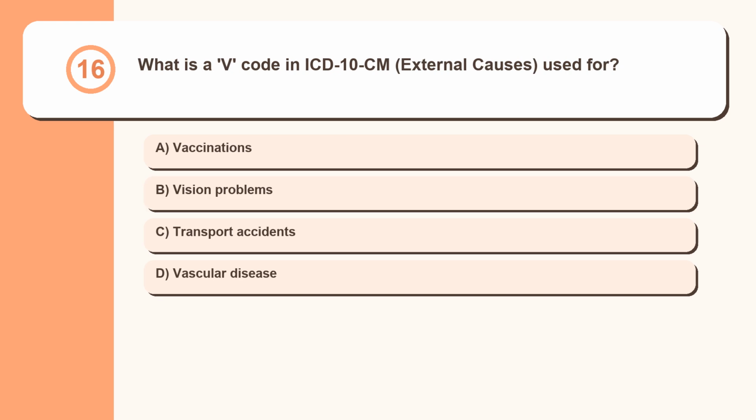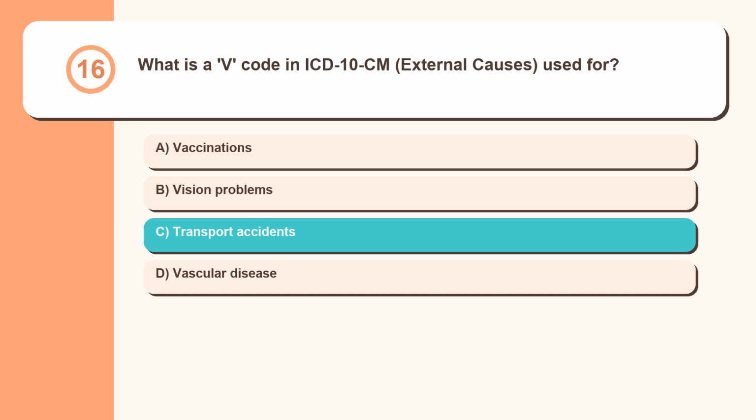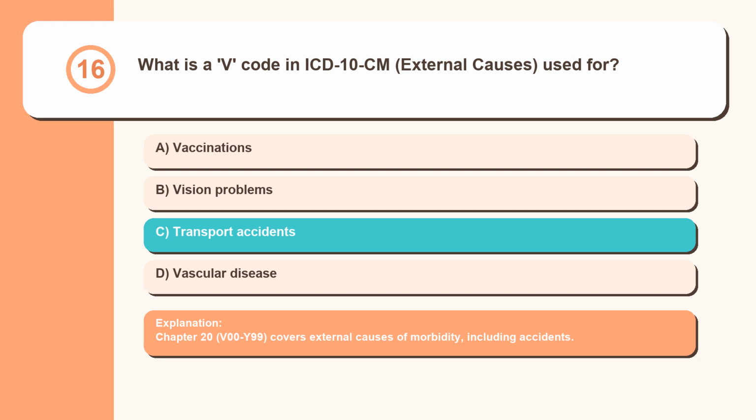Question 16. What is a V code in ICD-10-CM? External causes, used for vaccinations, vision problems, transport accidents, vascular disease. Chapter 20, V00-Y99, covers external causes of morbidity, including accidents.